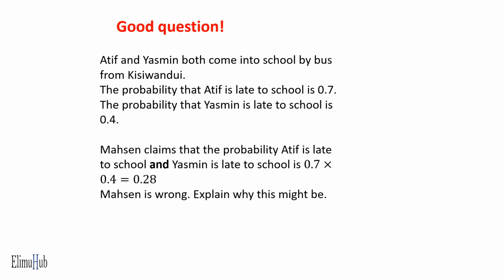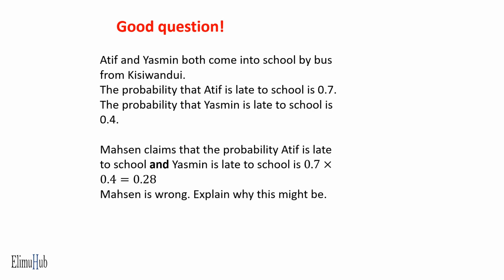Right. Here's a good question. It says Atif and Yasmin both come into school by bus from Kiswandui. The probability that Atif is late to school is 0.7. The probability that Yasmin is late to school is 0.4. Now, Masen claims that the probability Atif is late to school and Yasmin is late to school is 0.7 times 0.4, which is equal to 0.28.